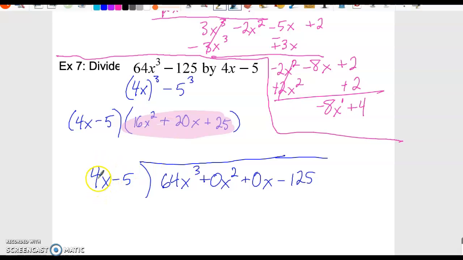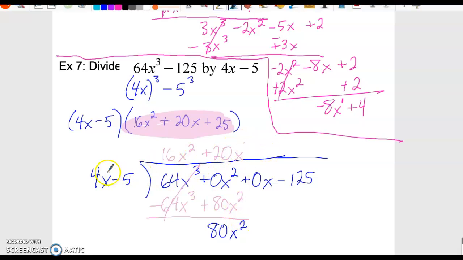So what times 4 would give me 64? That answer is 16. And what times x gives me x cubed? That is x squared. So as you multiply, get that 64x cubed, and 16 times 5 is 80x squared. And as I subtract off each piece, that turns into a plus. So these cancel and go back to blue. I have 80x squared. So what times 4 gives me 80? That answer is 20.